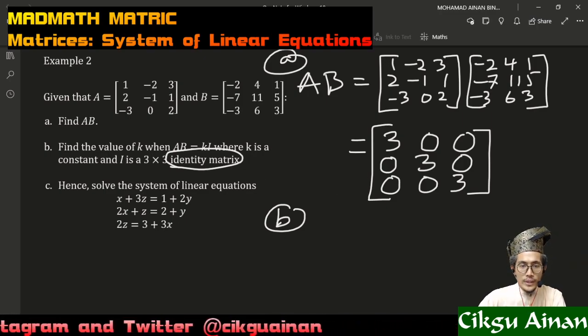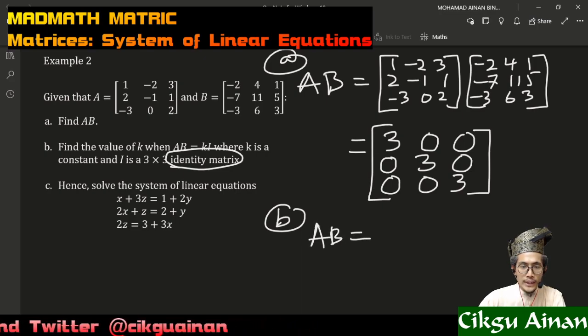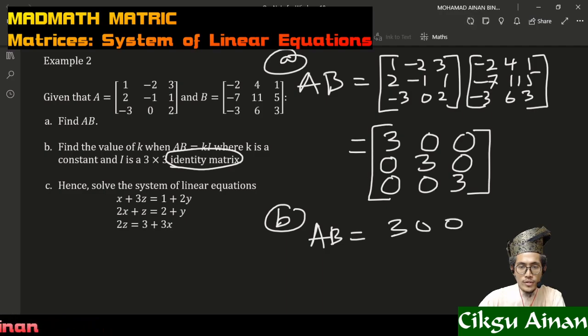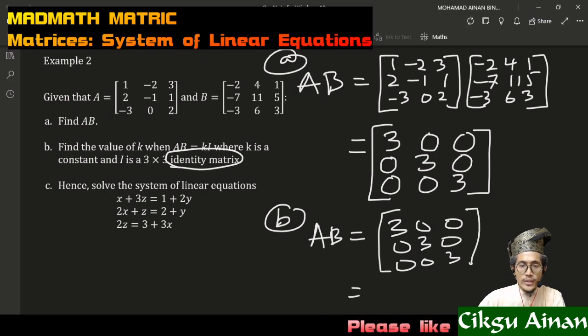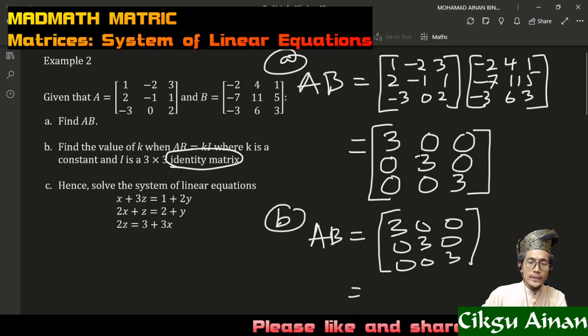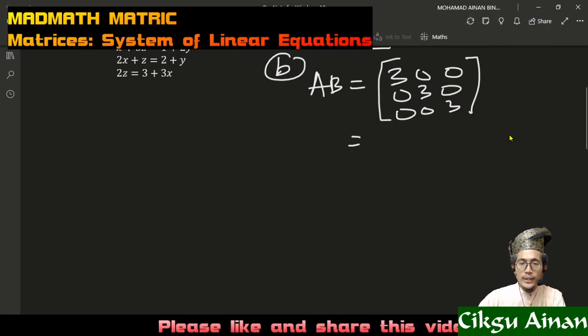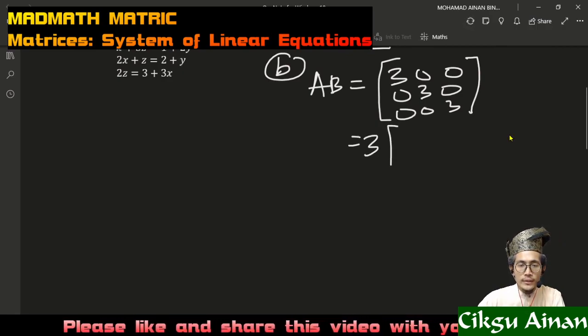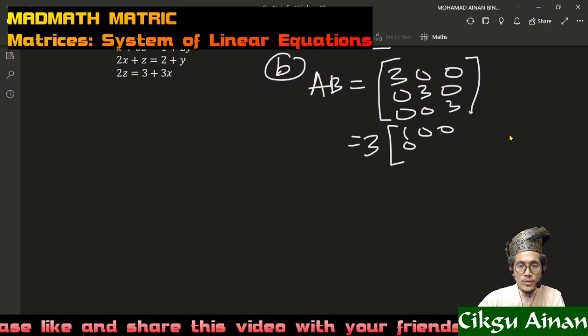So from here we know that AB equals this whole lot. So copy it: 3, 0, 0, 0, 3, 0, 0, 0, 3. Now we want the number K, right? As you can see over here, all three can be factored out. We can put 3 over here, and we get 1, 0, 0, 0, 1, 0, 0, 0, 1.